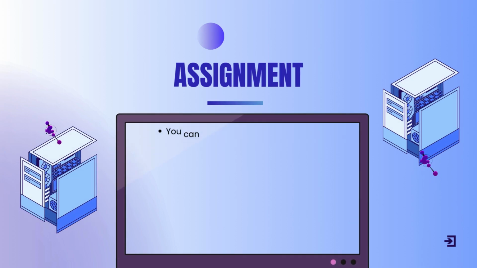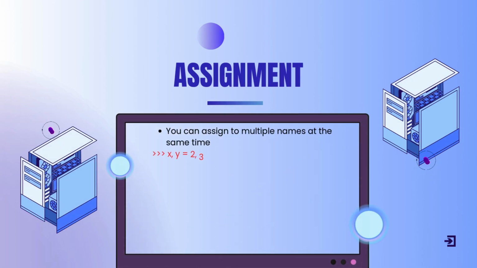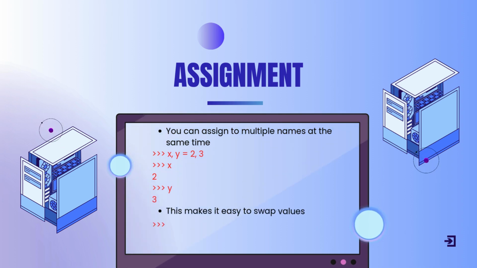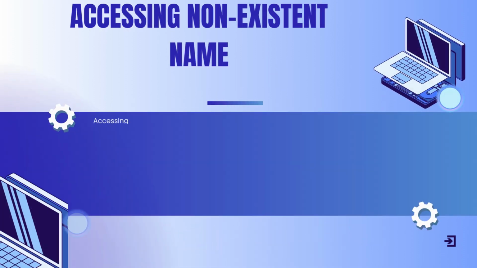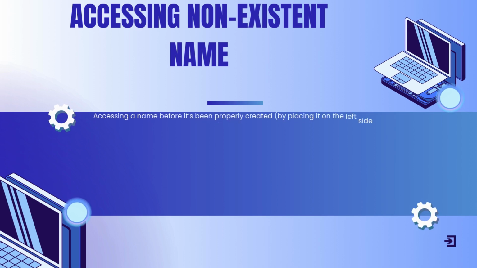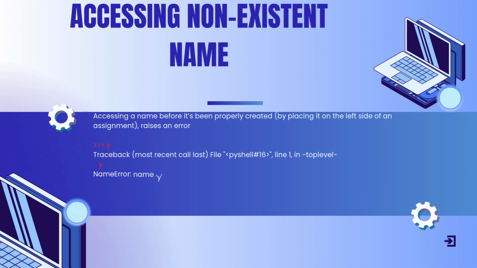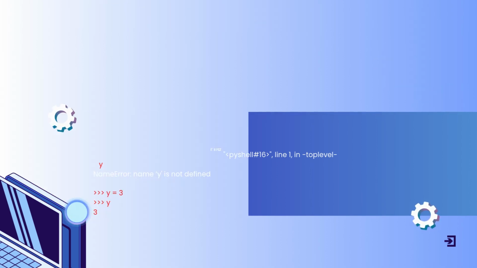Python allows you to assign values to multiple variables in one line. This is useful when initializing multiple variables at once. You can also easily swap values between variables. It's important to note that trying to access a variable before assigning a value to it will result in an error. Python won't allow you to use variables that haven't been initialized.